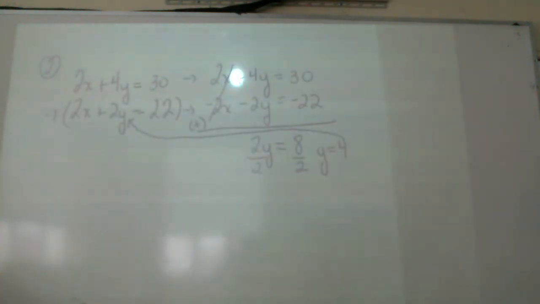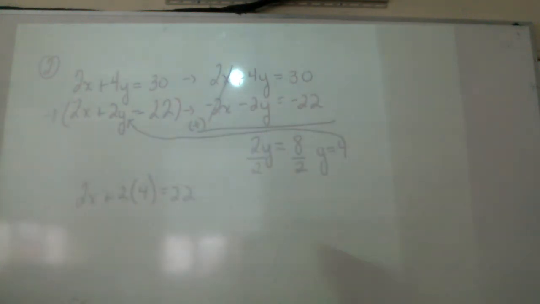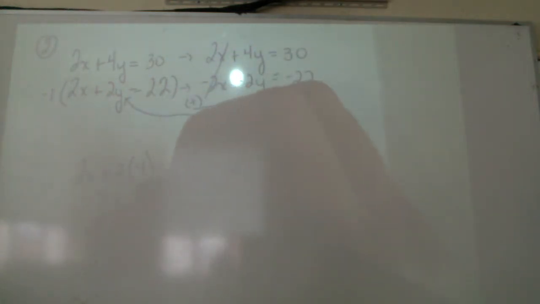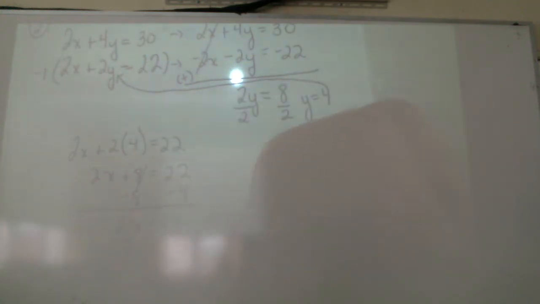Let's take that 4 and substitute in. So I've got 2x plus 2 times 4 is equal to 22. And I've got 2x plus 8 is equal to 22. Subtract 8 on both sides. I've got 2x is equal to 14. Divide both sides by 2. I'm getting x is equal to 7, so I have 7, 4. So my point of intersection is 7, 4.